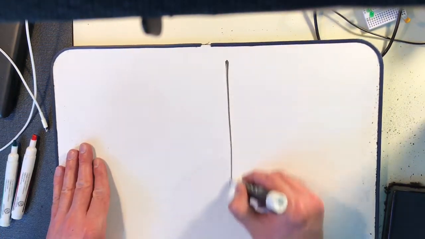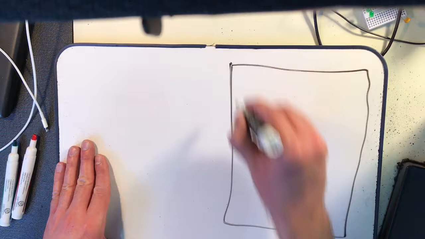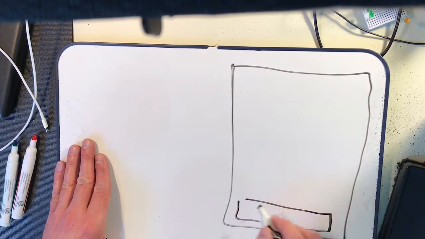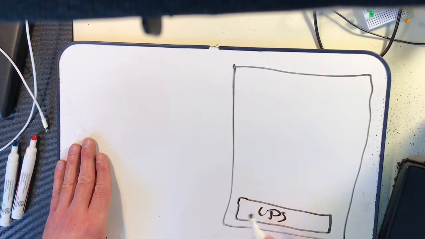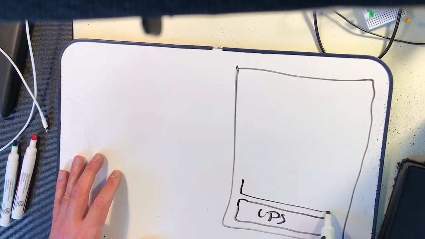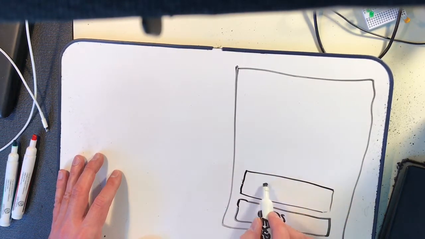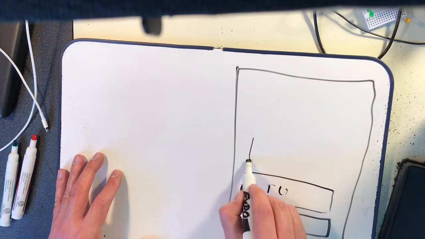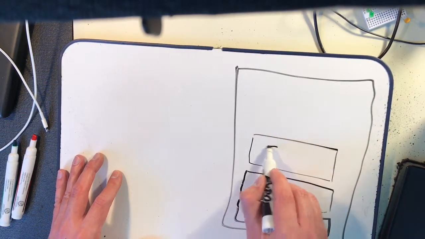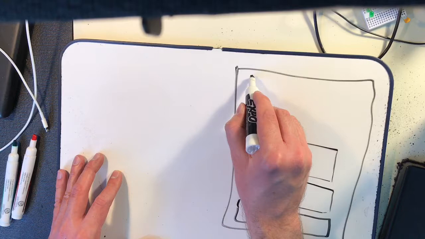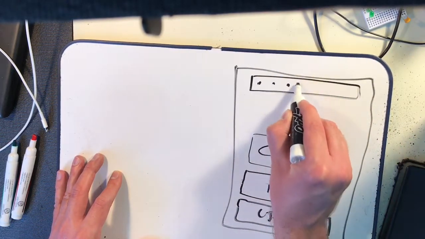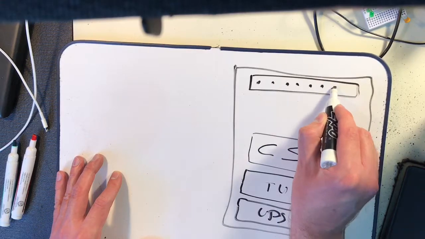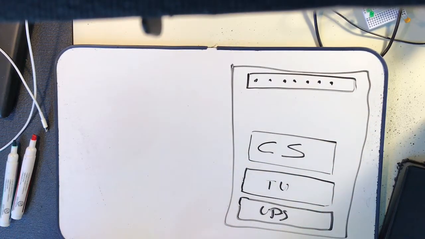This thing's really dirty. So we have our server rack, and here we have, going from the bottom up, the UPS, which is not connected to anything in this example, so we don't need to worry about it. Next up from that is the telemetry unit, and then we have the central station. And on the very top, we have our switch. It has a bunch of ports, but I'm not going to draw them all out. I'll just draw a couple.